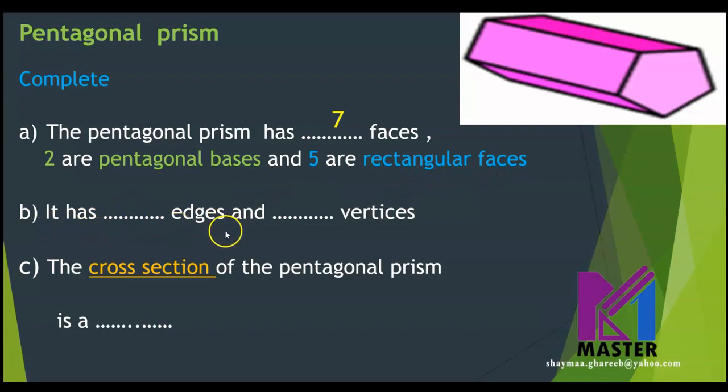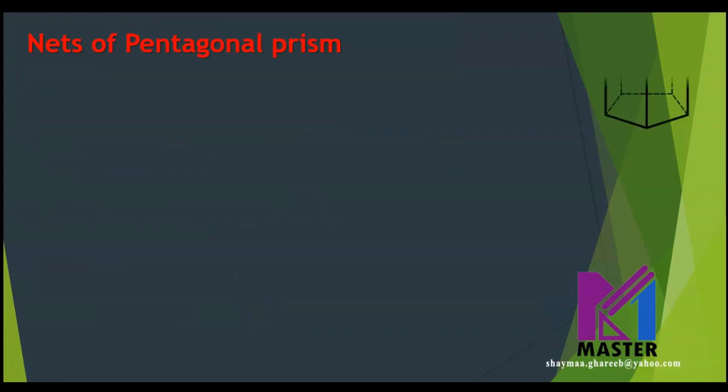It has how many edges? 5 at this base and 5 on the opposite base and 5 connect between them. So it has 15 edges and how many vertices? 5 at this base and another 5 in the opposite base. So it has 10 vertices. The cross section of the pentagonal prism is a pentagon. As we said before, the prism takes its name from the cross section.